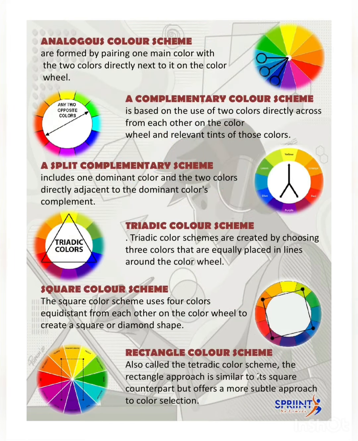Now you go to the analogous color scheme. They are formed by pairing one main color with the two colors directly next to it. You can see the example beside the text there. You see they chose blue, and then you see the other colors on the side of it. Those three colors are now analogous to each other. So using those permutations of color is what you're saying when you say you're using them analogously.